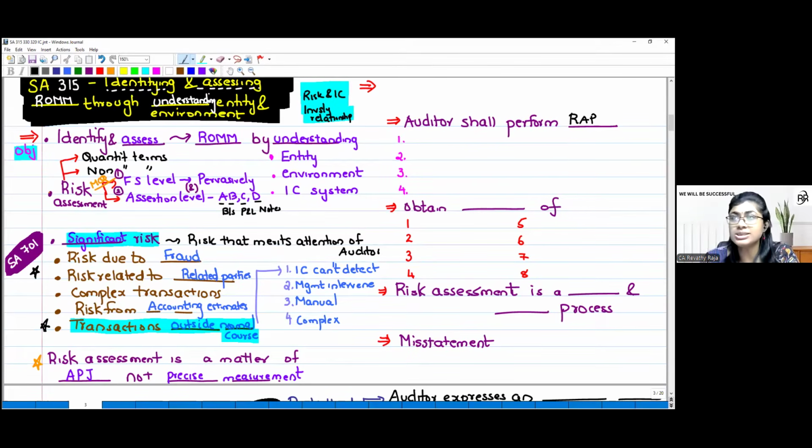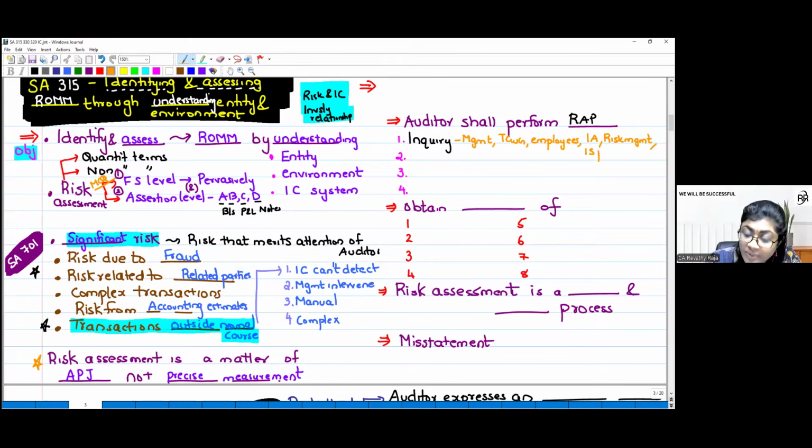How will you perform risk assessment procedure? First you will perform inquiry. And you will inquire with whom all? First you will inquire with the management. Then you will inquire with those charged with governance, TCWG. You will inquire with employees. Then who else? You will inquire with the internal auditor of the company. You will inquire with the risk management team.